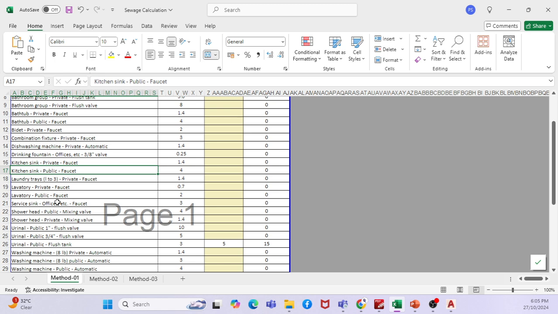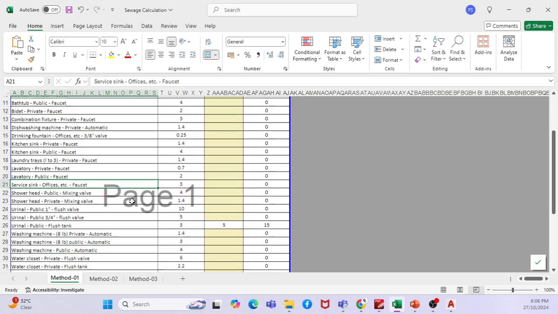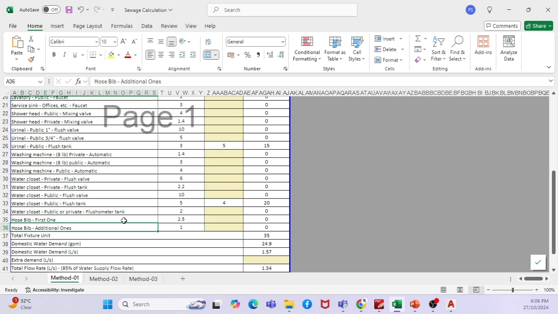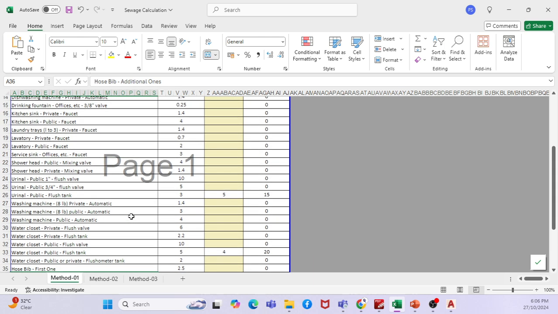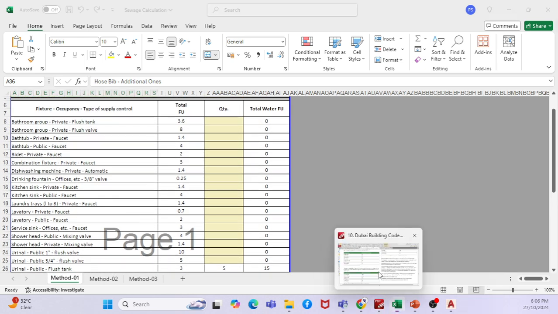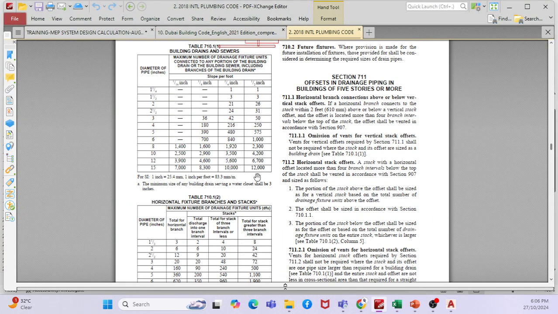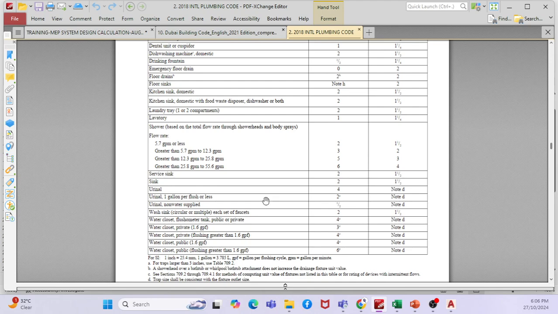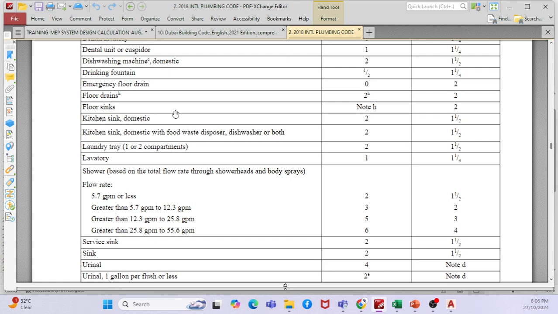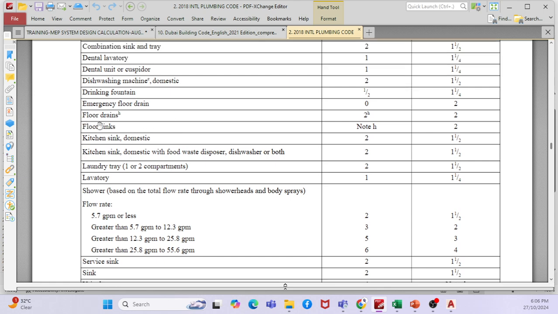if you go to here, say for example, sometimes you can consider it as a service sink, right? Okay, sometimes there is a hose bib. For catch basin, DFU is given. If I go to the standard, let me see what is the value given here. See, it is given here. Can you see that floor drains? It is called floor drain, right?